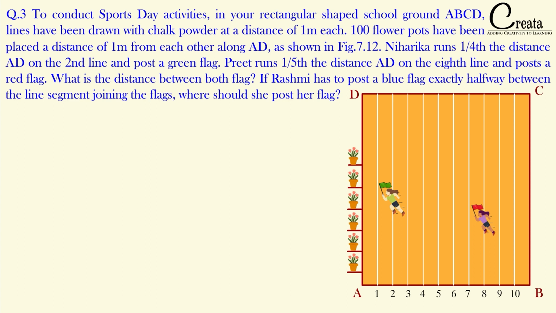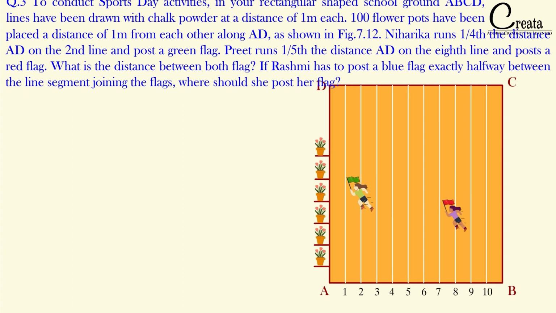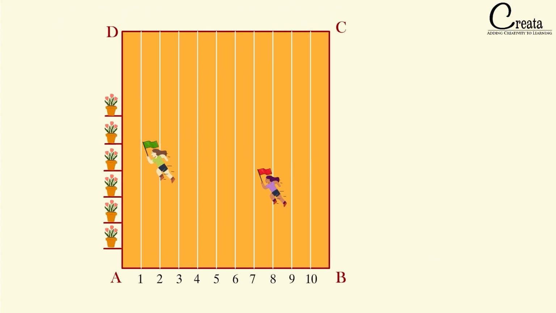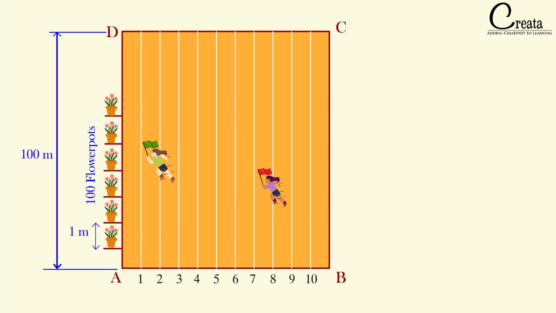So this is the question. The figure is also given. Let's observe the question. A playground is given in the rectangular shape ABCD. So this complete area is the playground. On the line segment AD, 100 flower pots are placed at a distance of 1 meter. It means that the total AD will be equal to 100 meter. We are having 100 flower pots and each flower pot is placed at 1 meter. So the total distance of AD will be 100 meter.